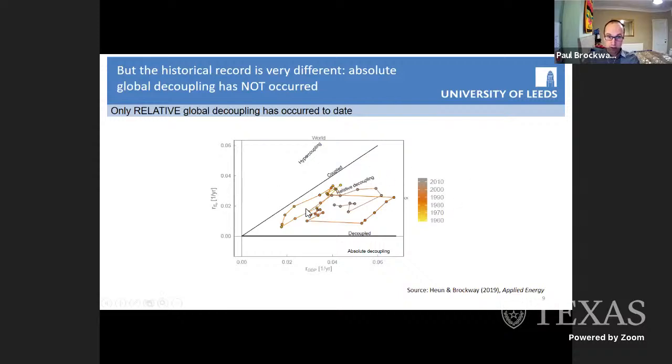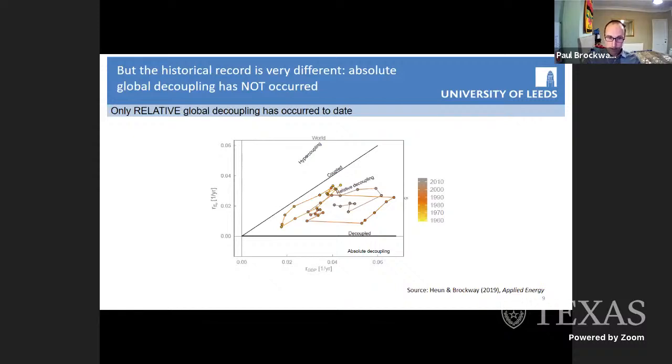But importantly, what really occupies every single point in here for the last nearly 60 years is the space between coupled, where energy use and GDP grow exactly together, and completely decoupled, where GDP grows by itself, but energy doesn't increase at all. And this space is called relative decoupling. So energy grows, but not quite at the pace of GDP. GDP has grown by just over 3% per year since around 1960, whereas energy use has grown by about 2% per year. So that's a relative decoupling.